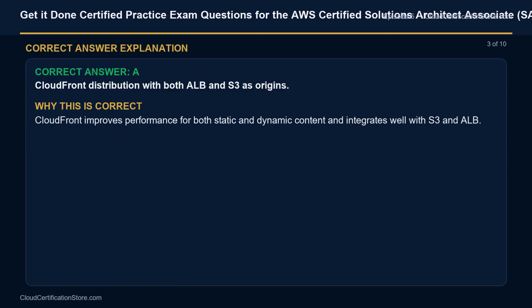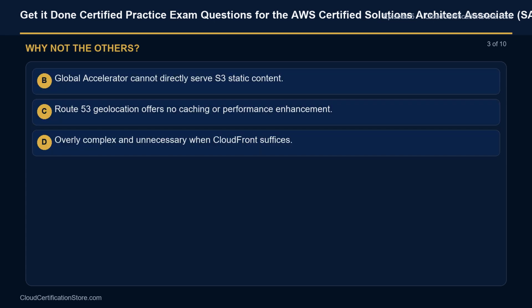Explanation. CloudFront improves performance for both static and dynamic content and integrates well with S3 and ALB. Why not option B? Global Accelerator cannot directly serve S3 static content. Why not option C? Route 53 geolocation offers no caching or performance enhancement. Why not option D? Overly complex and unnecessary when CloudFront suffices.